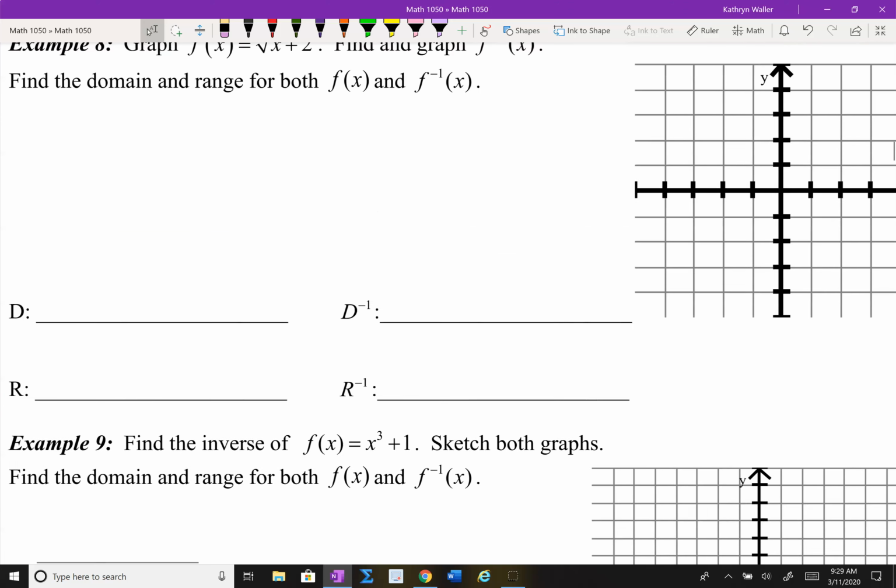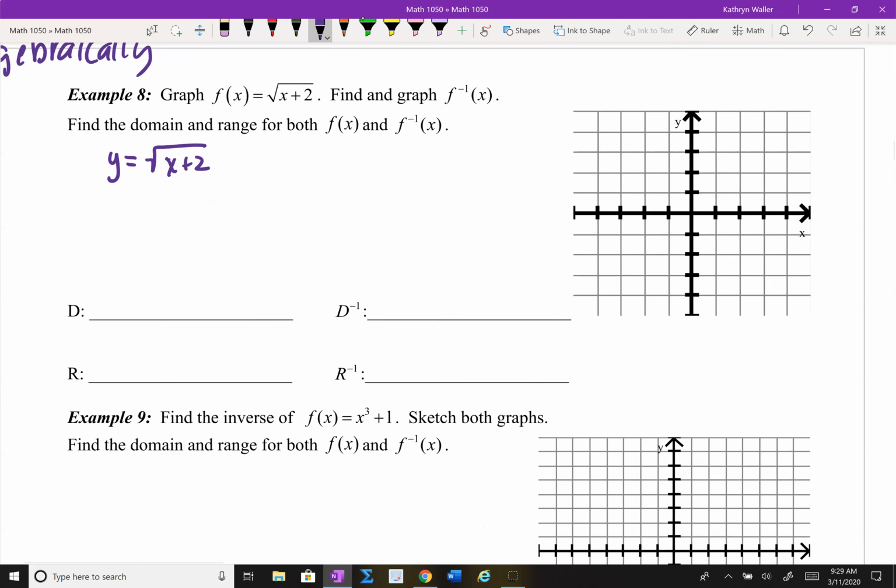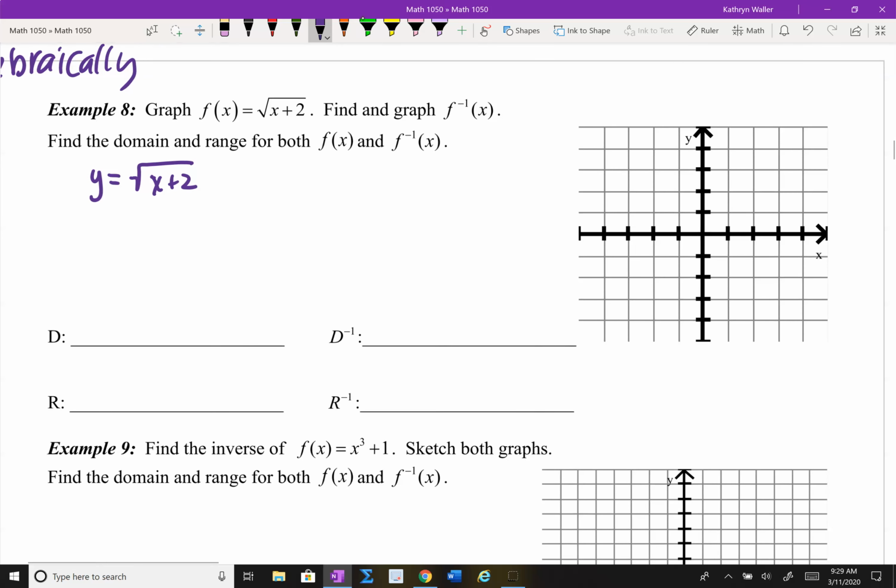Question 8. Step number 1, graph the original. So everybody write y equals the square root of x plus 2. You guys, that's a square root graph shifted where? Everybody tell me where to go. Left 2.